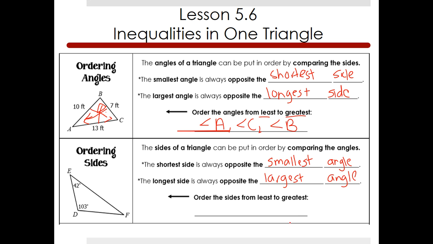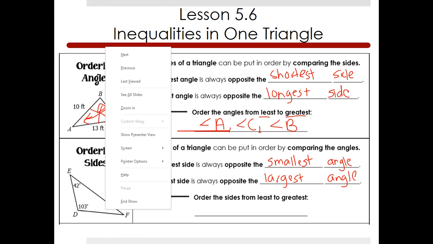So let's use a diagram to do this. The first thing is I have two angles. I need to find the third angle. To find the third angle, we know that the angles of a triangle add up to 180. So I'm going to do 180 minus 103 and then minus 42. So 180 minus 103 minus 42 gives me 35. So that angle is 35.